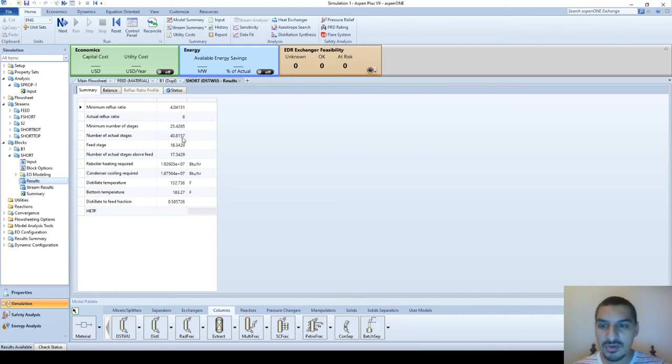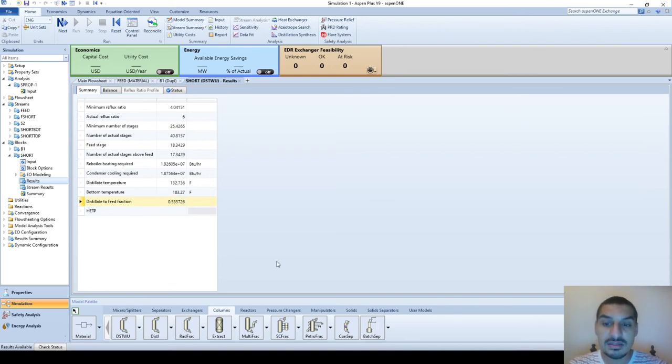And for the number of actual stages, I have 40.8, because of course this is the ideal number of stages. I didn't define any efficiencies. I know the feed stage is this, the number of actual stages above the feed is this, and the duties of the reboiler and the condenser, the distillate temperature, the bottom temperature. The distillate to feed fraction is an important piece of information. It tells me how much of the feed is going to the top product and how much is going to the bottom, which is going to be the balance of this.